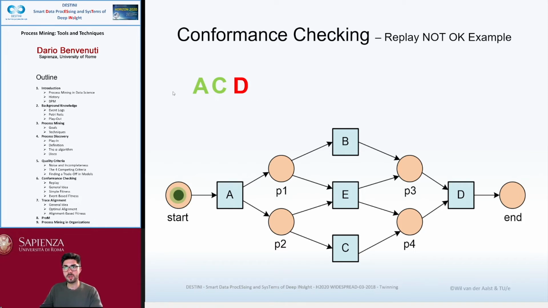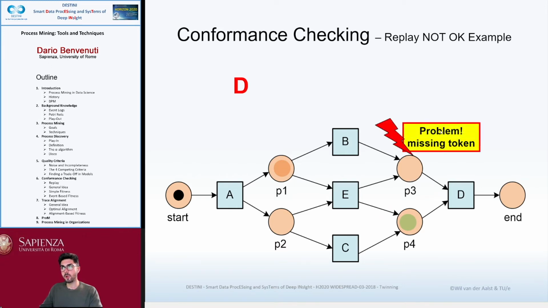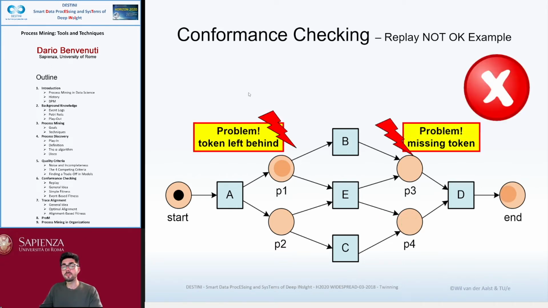We have this trace A, C, D, and we can see that we can perform A, we can perform C, but then to perform the activity D, we should have a token here in the place P3, which we don't. So we have a problem because we are missing a token. Furthermore, the token that was produced by the activity A in place P1 is left behind and not used. So this trace actually had two problems, and using replay, those problems emerged. We detected them, and now we can perform some diagnostics using this insight.